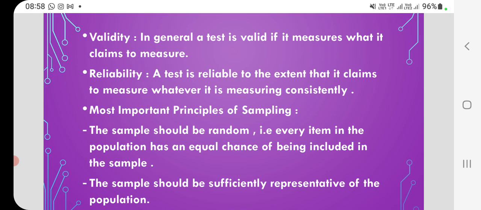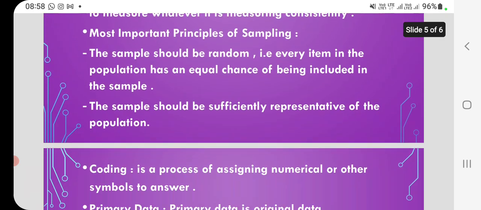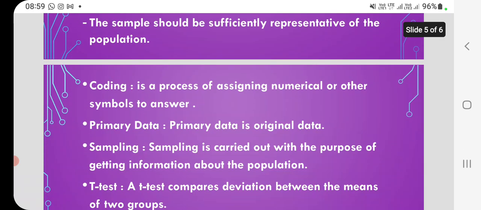Next are two of the most important principles of sampling. The sample should be random, that is, every item in the population has an equal chance of being included in the sample. The sample should be sufficiently representative of the population.